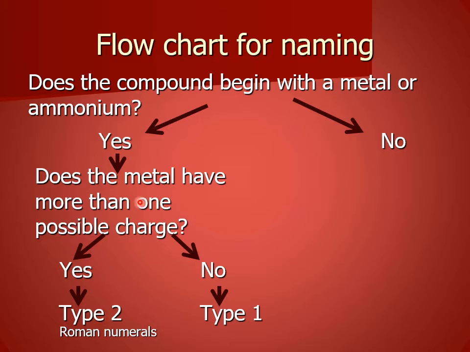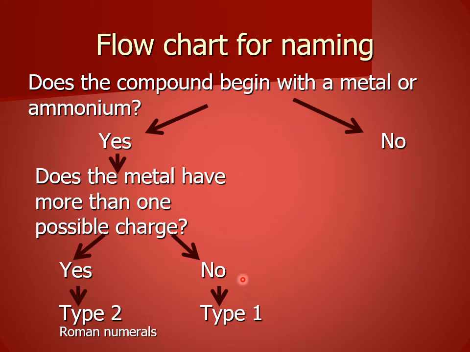If, however, the metal has only one possible charge, then the answer to this question, "Does the metal have more than one possible charge?", would be no. It's a type 1. Remember, with type 1 compounds, when you name them, it's just straight naming. The cation is named first with its full name, and the anion is named last, either with the IDE ending or, if it's a polyatomic ion, with its full name. No Roman numeral, no Latin, no prefix, no suffix, no anything.